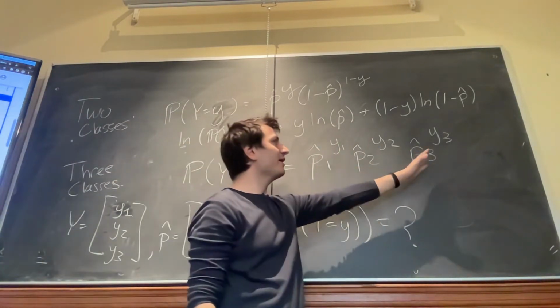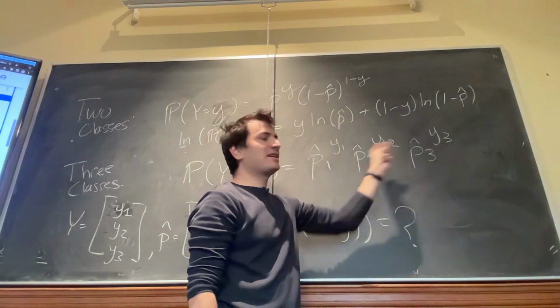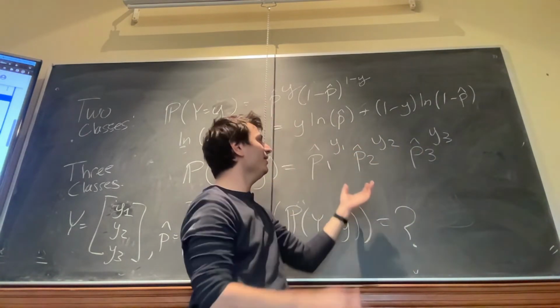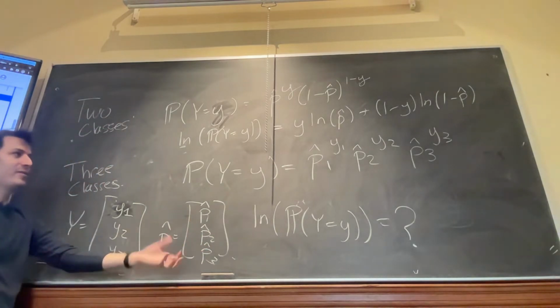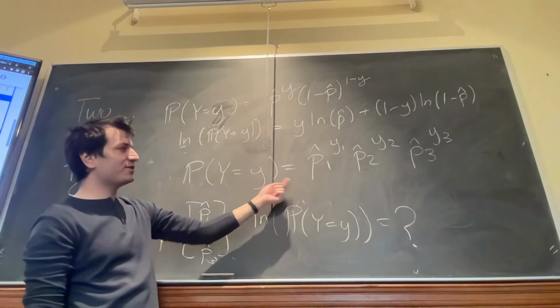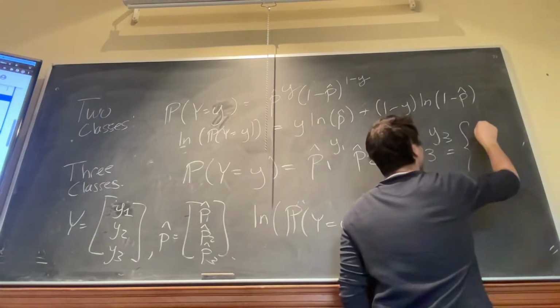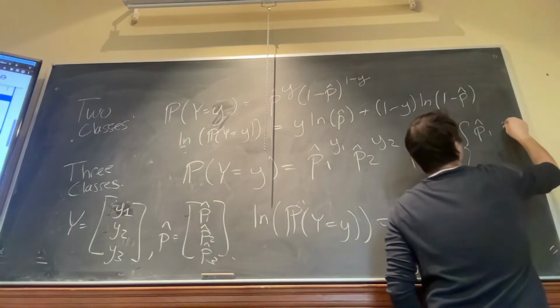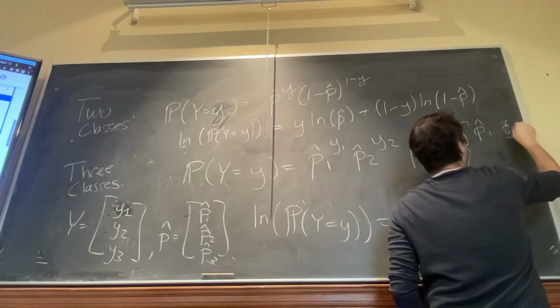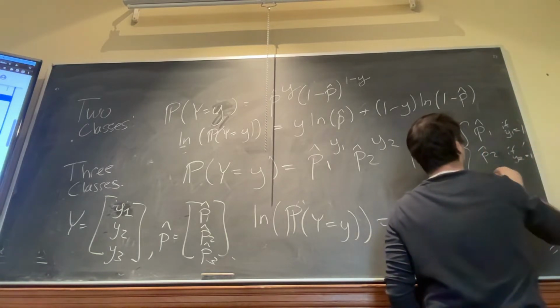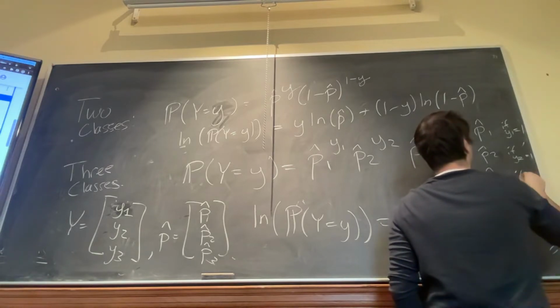So if you make this formula, 2 out of 3 of these exponents are going to be 0, and that's going to just be a 1, and it's going to disappear, and you're going to be left with exactly the p hat that you want. So just like before, there's this trick of writing the probability like this. This is the same thing as p hat 1 if y1 equals 1, p hat 2 if y2 equals 1, and p hat 3 if y3 equals 1.